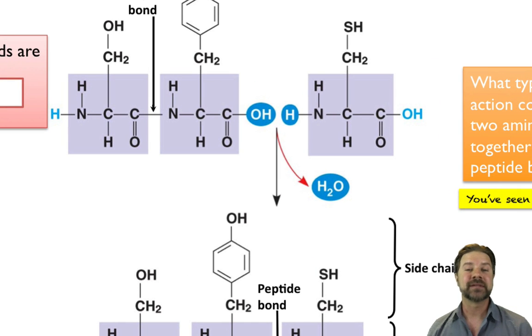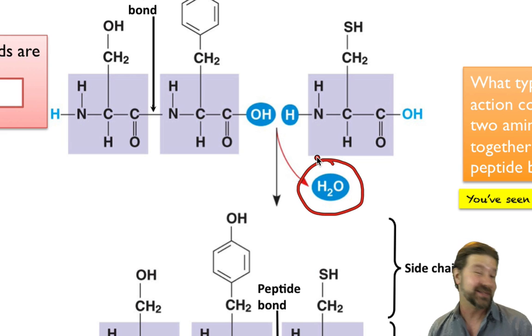It's going to be the same action you saw before. So what was the name when we connected a hydroxyl group from one monomer, a hydrogen atom from another monomer, and water came out? Well, if you're thinking dehydration synthesis, you are correct. That's how we're going to build these long chain polymers of amino acids.